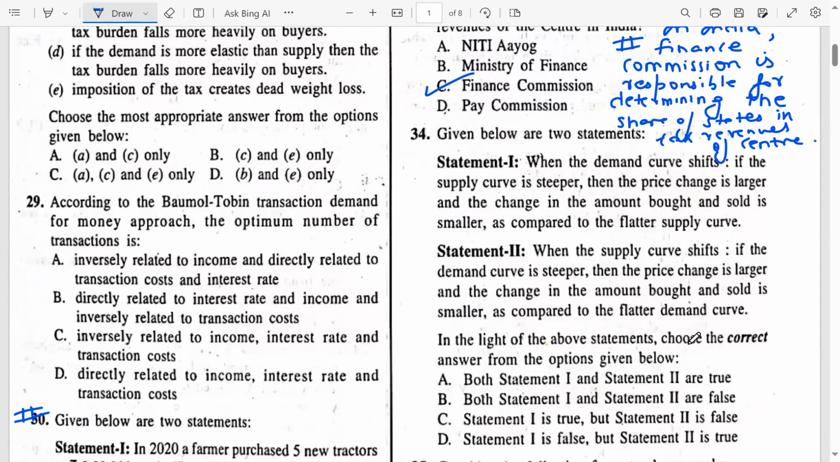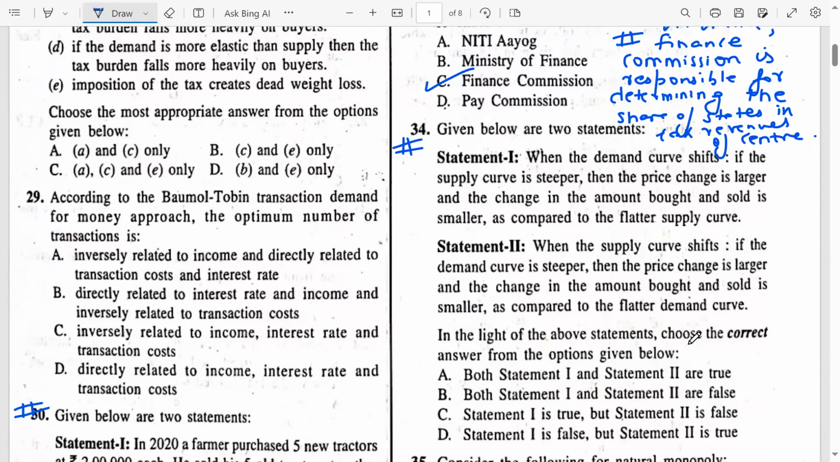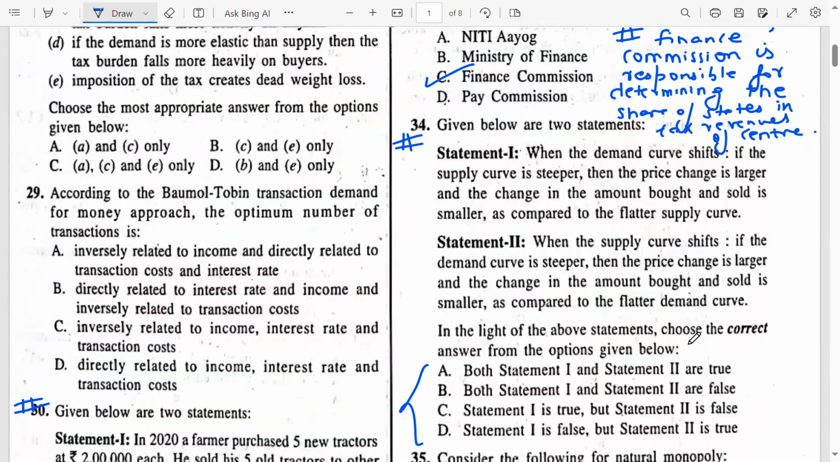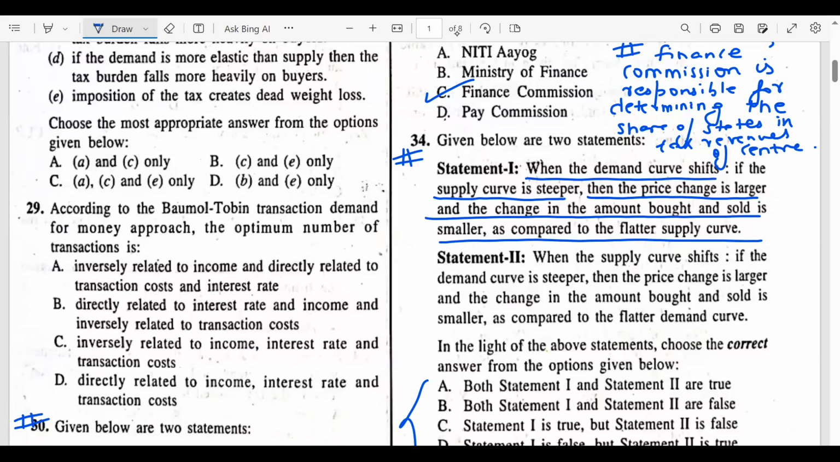So let's move forward. Question number 34. There are two statements given to us and we are asked which statement is true, which is false, or if both are true or both are false. When the demand curve shifts, if the supply curve is steeper, then the price change is larger and the change in amount bought and sold is smaller compared to the flatter supply curve. So again, I think we need to draw this. Let's come to the whiteboard. So erasing all this off, let's look at question number 34.